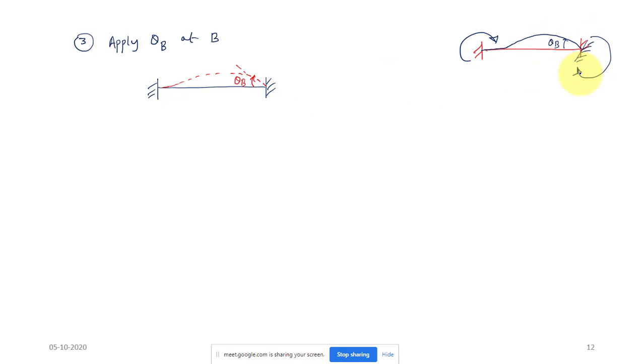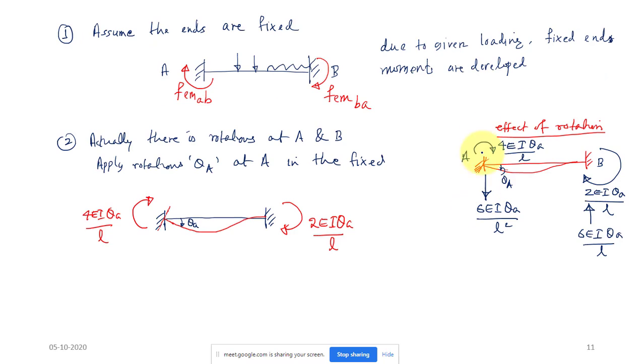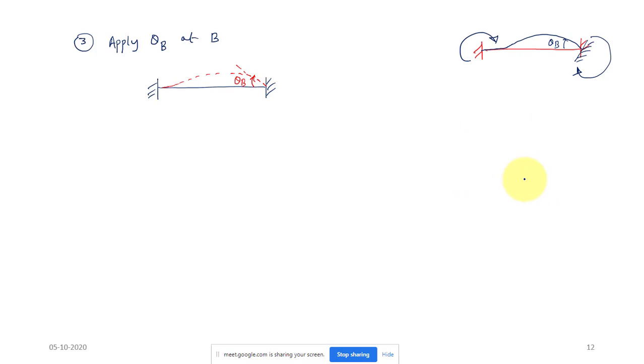And wherever the rotation is happening, here theta B, what is the corresponding moment? That should be the higher value. So the corresponding moment at A is 4EI theta A by L, and similarly here the corresponding end moment will be 4EI theta B by L, and at the other end, the far end of your fixed beam, you will have just half, so 2EI theta C by L. This is the end moment value.